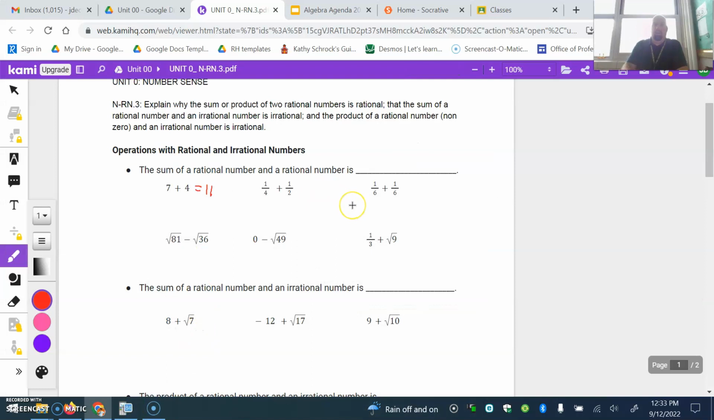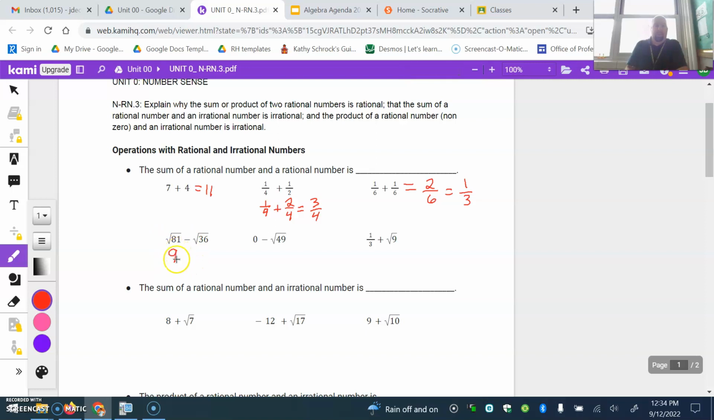Or hopefully you could come up with a common denominator. Common denominator would be 4, so I could do 1/4 plus 2/4. That's 1/2 turned into fourths, which is 3/4. Okay. By the way, that's a rational number. 1/6 plus 1/6. I already have a common denominator. That's 2/6, which is also the same as 1/3. If you did your calculator, you'd get 0.3 repeating, and 0.3 repeating is 1/3.